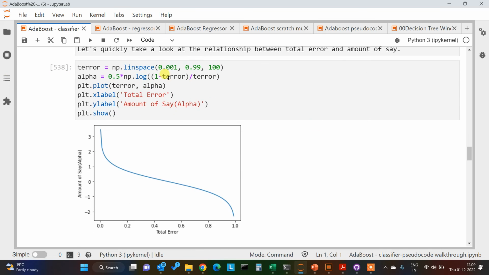Here we are doing a small synthetic exercise to understand the connection between total error and amount of say. You can see that when the error is very small, amount of say is very high, and when the error is very large, the amount of say is very small. Actually it is negative. That is the connection between amount of say and total error.